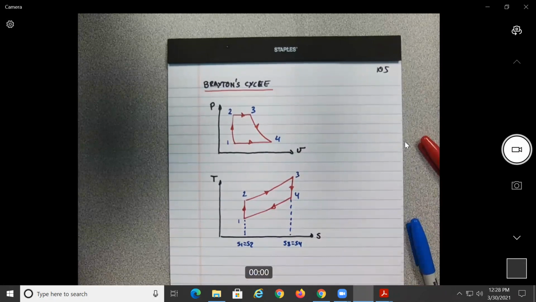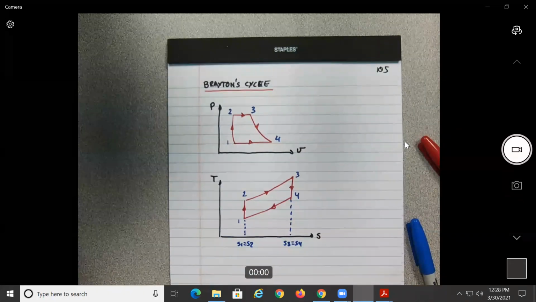Okay, so once you go to your propulsion class, obviously you're going to look into a lot more detail into this, no? But this is basically the simplest model you have in order to model the engine of an aircraft, or what is called the Brayton cycle.